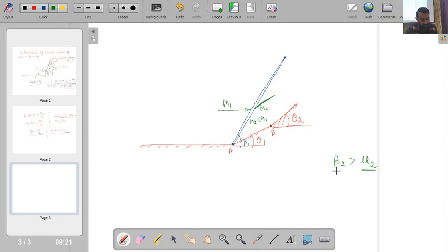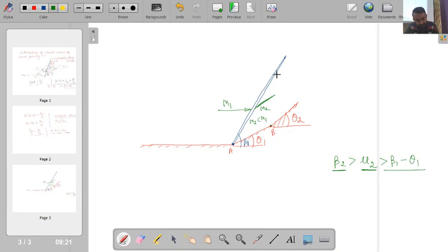Okay, so if I have another oblique shock wave over here, because the strength of an oblique shock wave is greater in comparison to the strength of the Mach wave, that's why this beta 2 has to be greater than mu 2. And we know that, in the previous discussion, we concluded that this mu 2 is greater than beta 1 minus theta 1.